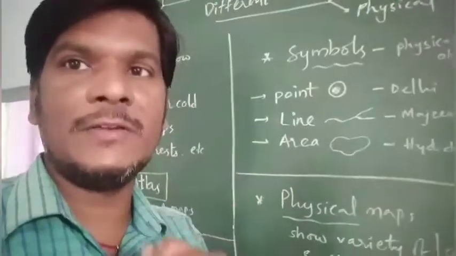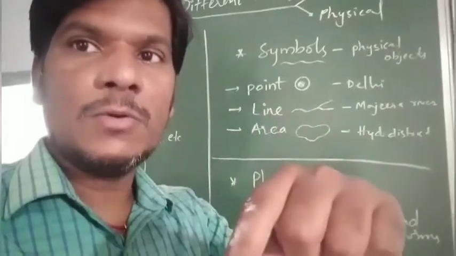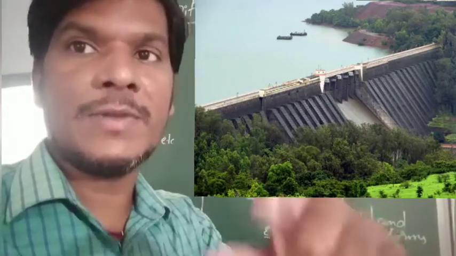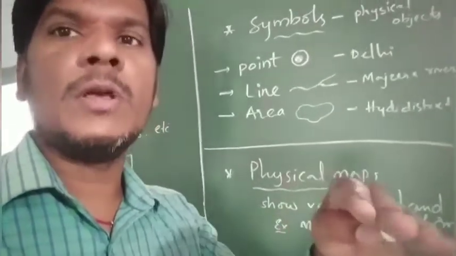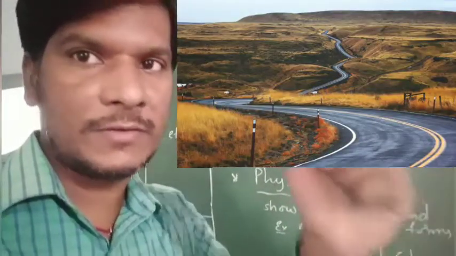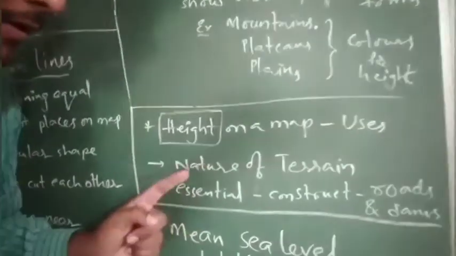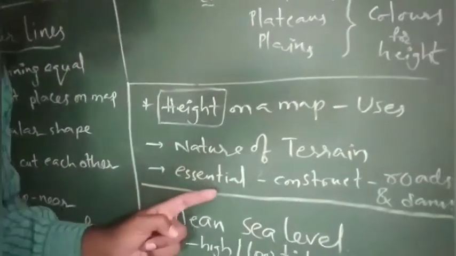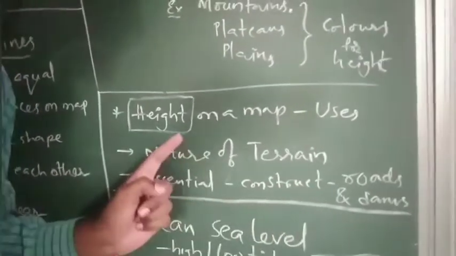The second use is that it is very essential when we construct dams or reservoirs. Where we have to construct it, where is lowland, where is highland, how much land will be submerged by the construction of that dam or reservoir, we will plan by the heights map. In the same way, when we construct a road, where we have height, where we have less height, lowland, highland, we will understand first before construction. Heights maps are useful to understand the nature of terrain, mountains or plateaus or plains. It is essential to construct roads and dams, and it is very important to plan with a heights map.